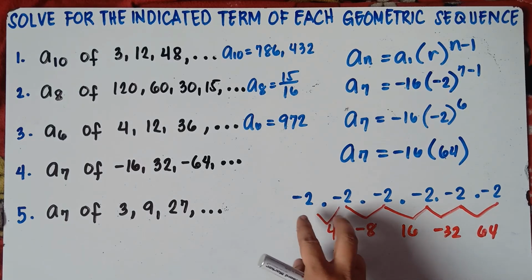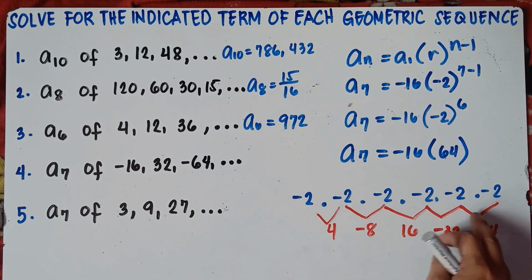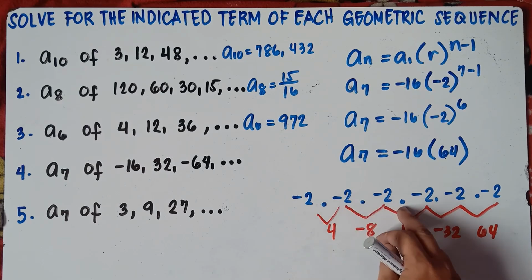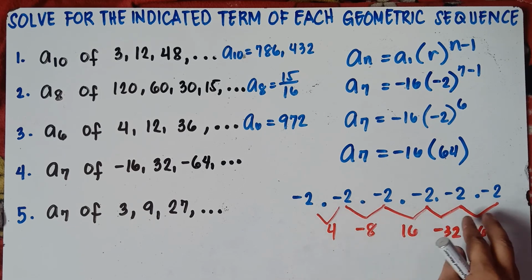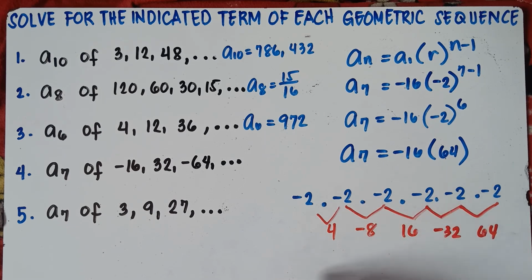Just remember this one, class. If you are multiplying 6 negatives, if it's even, your answer should be positive. If you're multiplying 5 negatives, if it's odd, your answer will be negative. I hope you got that one, class.